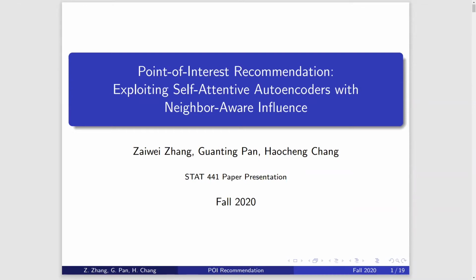Hello everyone, my name is Quentin Pan, and my team is going to introduce a method to give POI recommendation, which is called SAE-NAD.